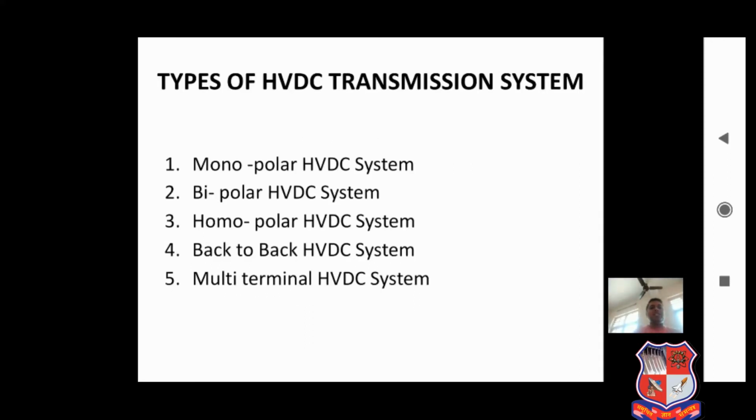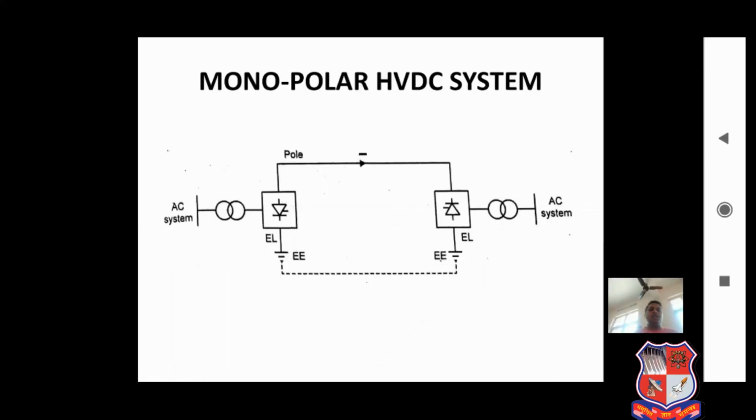Types of HVDC transmission systems. There are 5 types of HVDC transmission system: monopolar HVDC system, bipolar HVDC system, homopolar HVDC system, back-to-back HVDC system, and lastly multi-terminal HVDC system. Here we discuss the detail. This is the monopolar HVDC system. In monopolar HVDC systems, a single conductor is required and water or earth is used as the return conductor.